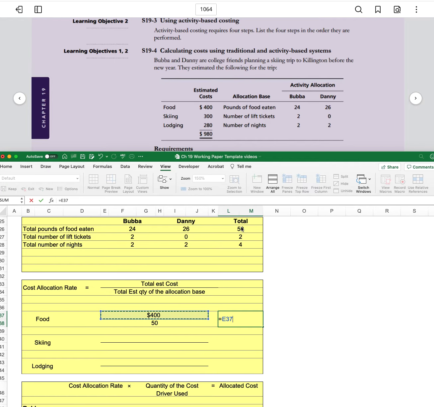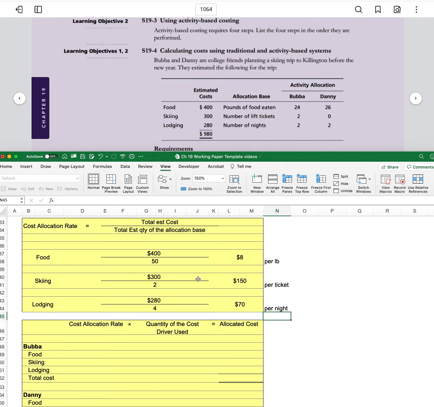For the skiing, we have a cost of 300, total tickets of 2, for $150 per ticket. And for lodging, a total cost of 280 divided by quantity of 4. So 70 per night.